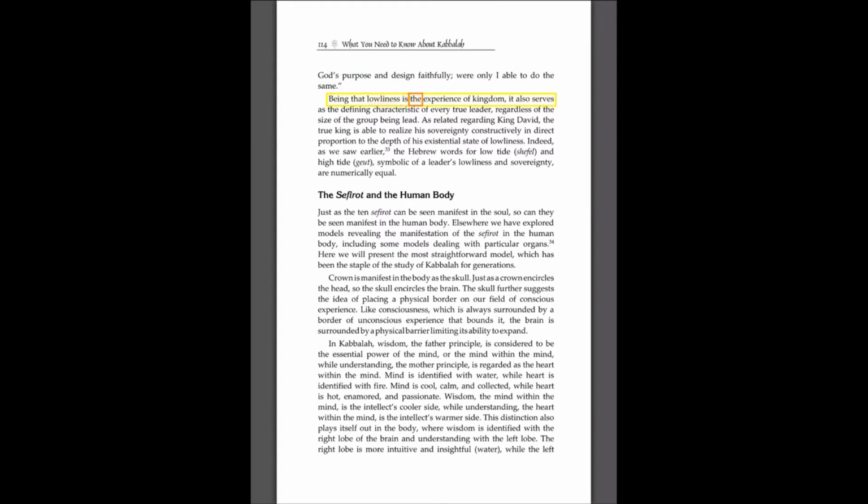Being that lowliness is the experience of kingdom, it also serves as the defining characteristic of every true leader, regardless of the size of the group being led. As related regarding King David, the true king is able to realize his sovereignty constructively in direct proportion to the depth of his existential state of lowliness. Indeed, as we saw earlier, the Hebrew words for low tide, shefel, and high tide, gaut, symbolic of a leader's lowliness and sovereignty, are numerically equal.